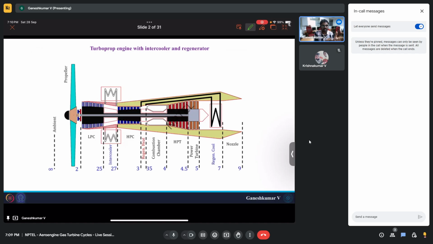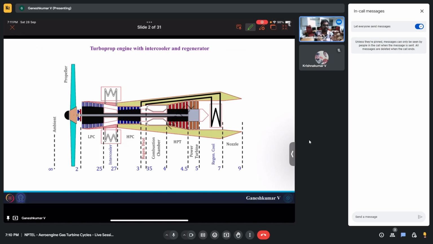From 35 it goes through the combustion chamber where the fuel is added and it gets heated up to a higher value. It exits the combustion chamber at T04, which will be the turbine entry temperature for this cycle. It goes to the high pressure turbine where the work is extracted from the gas, and it is used to drive both the high pressure compressor and the low pressure compressor. Then it goes through the power turbine or free turbine, which runs your propeller. Again the exhaust gas is used for regenerative heating of the high pressure air entering the combustion chamber, and then it goes through the nozzle where it expands and produces some thrust.